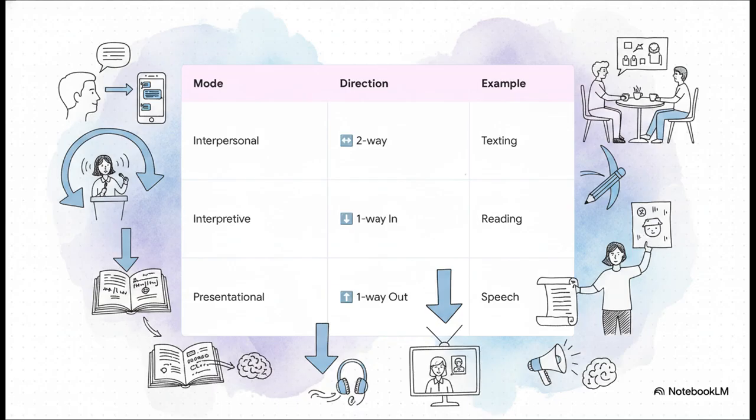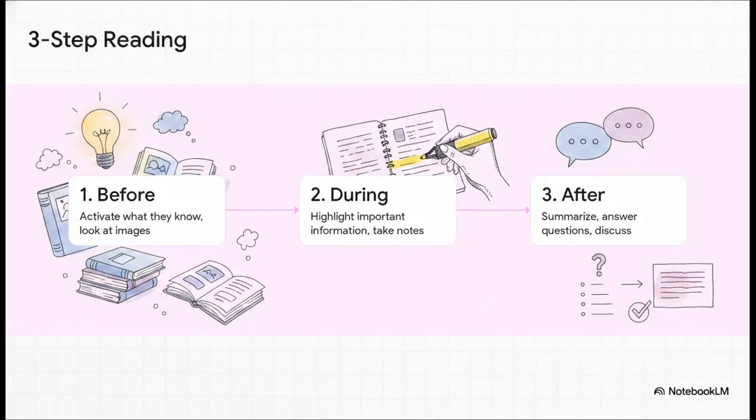Basically, if they're interacting with each other, it's interpersonal. If they're just absorbing information, it's interpretive. But how does our ideal teacher actually facilitate that interpretive mode? Well, they use a specific 3-step reading process. Because let's face it, we can't just hand out an article in Spanish or French and cross our fingers hoping for the best. We have to explicitly teach reading strategies. That means activating prior knowledge or looking at images before reading, highlighting and taking notes during the reading, and summarizing or discussing it after. We can literally never assume students just inherently know how to do this stuff.